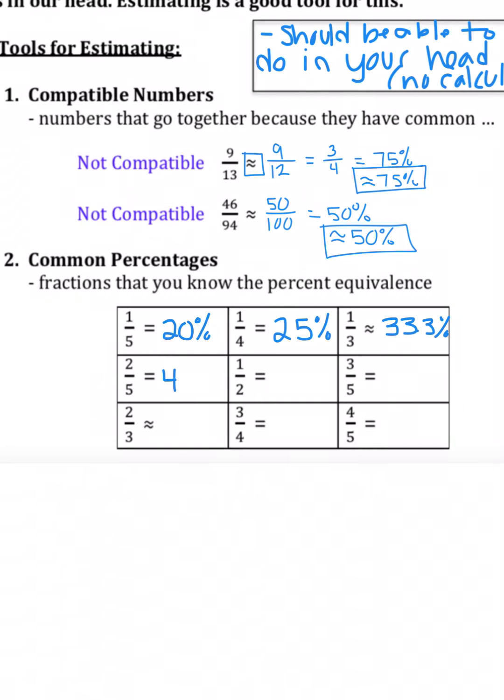2/5 is double 1/5, so that's 40%. 1/2, of course, is 50%. 3/5 is 60%. 2/3, that's 0.6 repeating, or approximately 66.6. Actually, technically on that one, you'd round up to the 7. So we'll say 66.7%. 3/4, as we said earlier, is 75%. And 4/5 would be 80%.